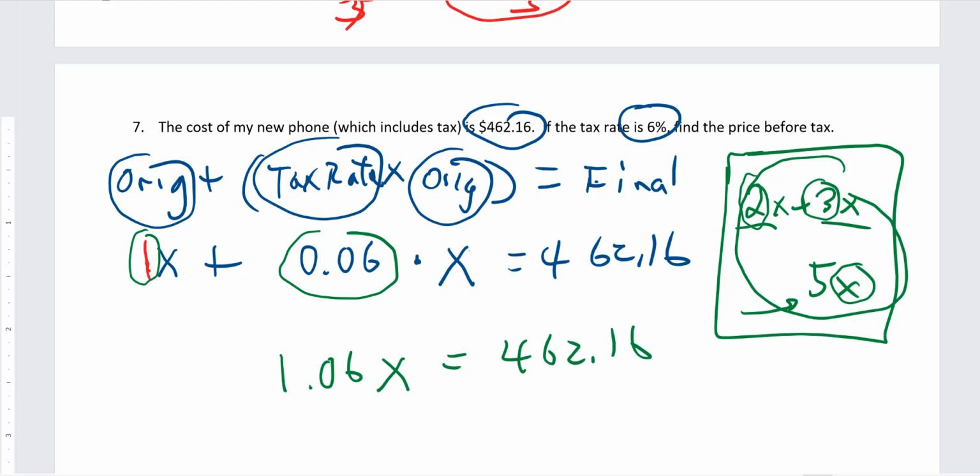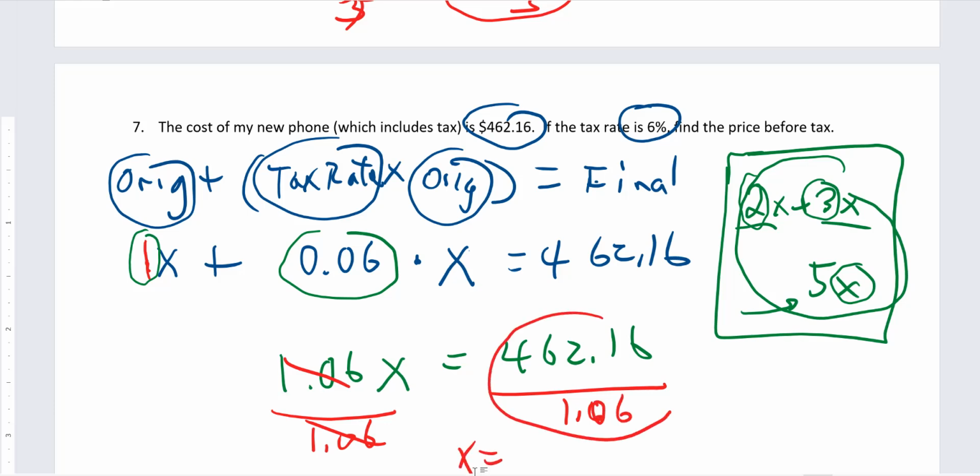As I hope you understand, to get the x by itself, I divide by 1.06. So I divide both sides by 1.06. I grab my calculator and I do that calculation. 462 divided by 1.06 is 436. And that is the answer. That is what the price would have been before tax, $436.